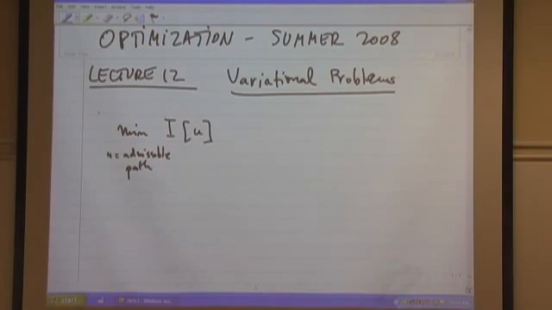Okay, and let me be very clear here. We're going to consider that this is a function of one variable, x, in some interval. So that would be a one-dimensional independent variable. So for that reason, we think of this u as paths.